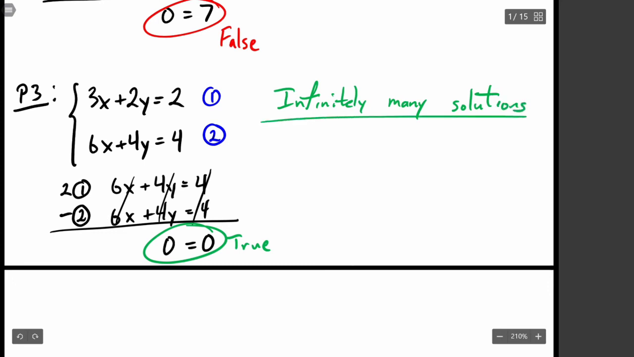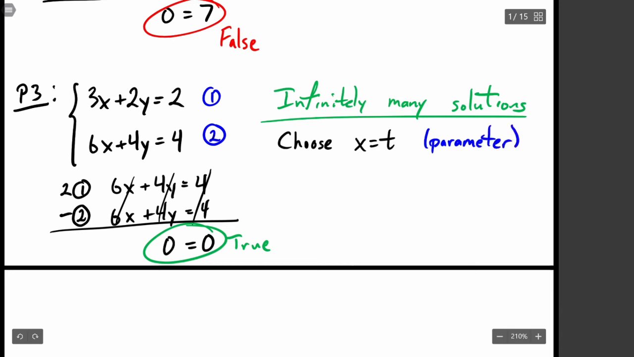Right? How do we write this out? Well, the first thing we're going to do is pick x or y and say that that's going to be our parameter. So we're going to choose x equals t. This t is called our parameter.